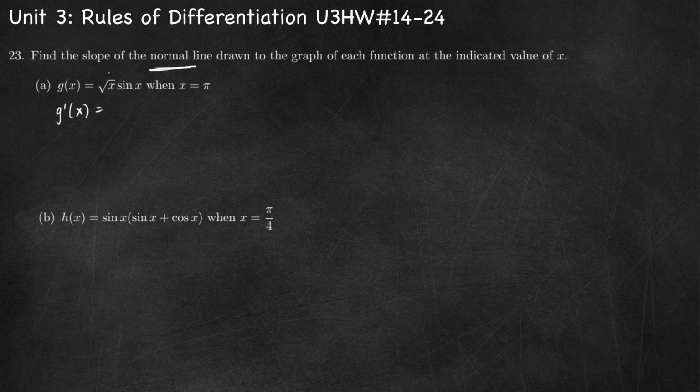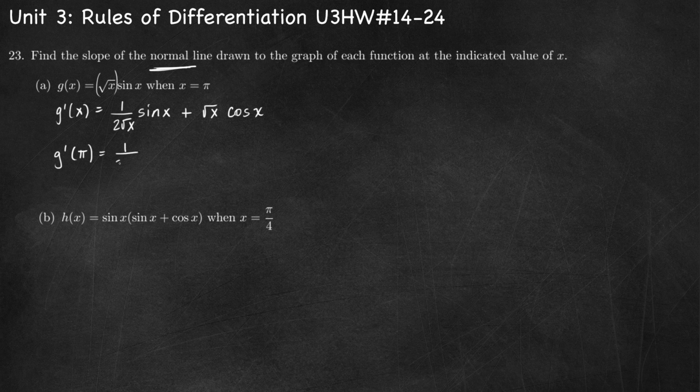So derivative of the first, my first is just square root of x. So derivative of the first is 1 over 2 root x times the second, so times sine x, plus the first times the derivative of the second. The derivative of sine x is cosine x. Now we want to evaluate that at pi.